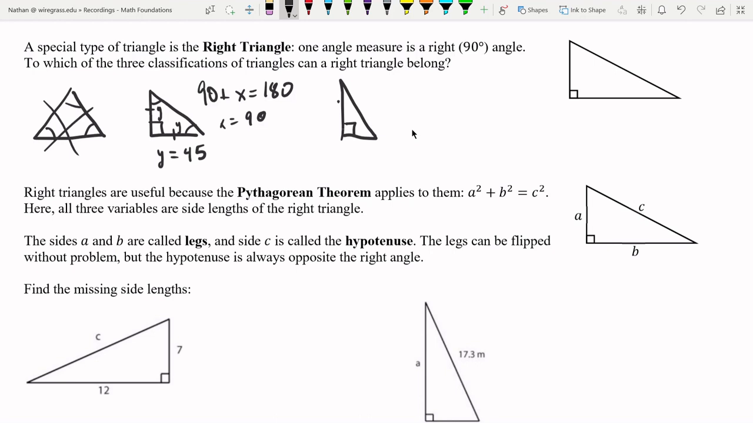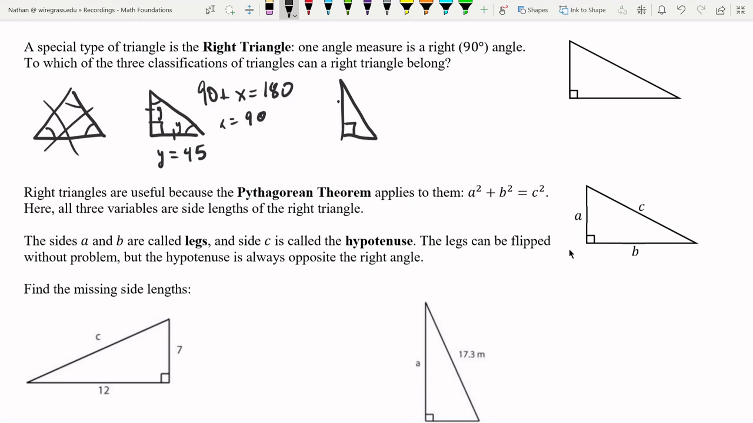Now, right triangles are very nice because the Pythagorean theorem applies to them. And that's always going to be a squared plus b squared equals c squared. And this is how it's labeled. A and b are the names of these sides, but also the measures. A equals a certain length. A and b are called the legs of the right triangle because they're right next to the 90-degree angle. So it doesn't matter which one's labeled A and which one's labeled B. They can be flipped around and this will still apply.